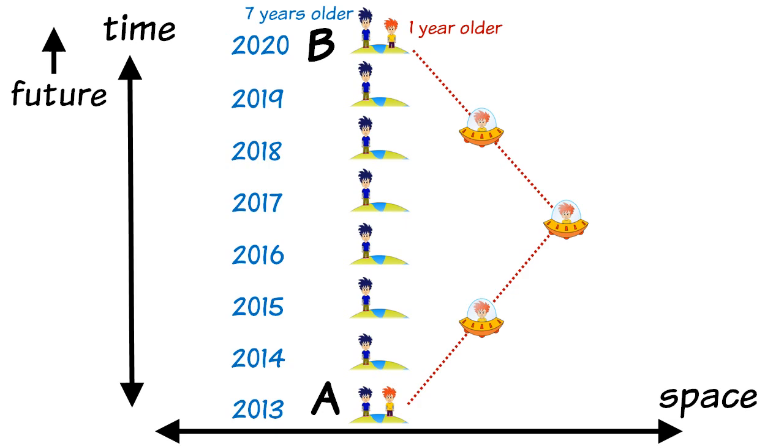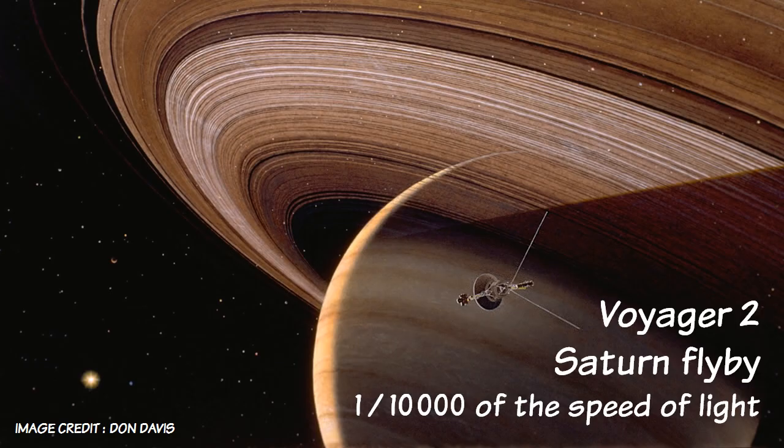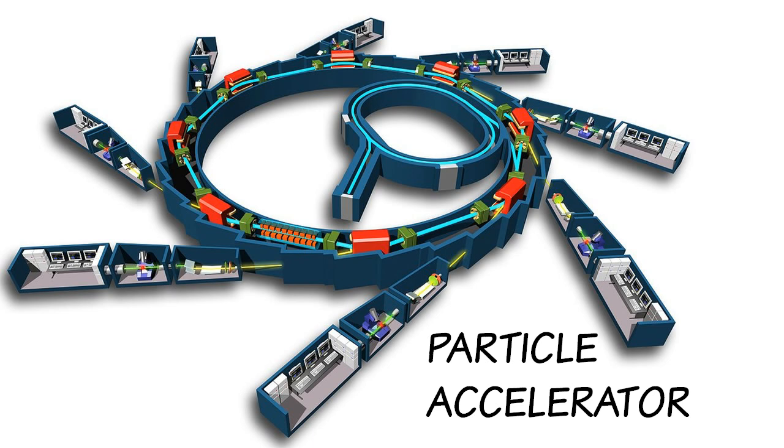In real life, the fastest space probes we have ever launched traveled 10,000 times slower than light, so the slowing down of time remains very small. By using enormous machines called accelerators, we are able to make very small particles travel at speeds that are close to the speed of light.